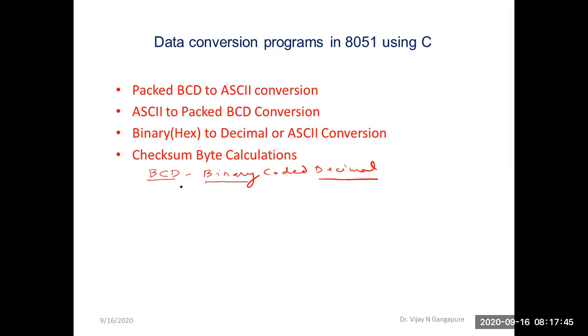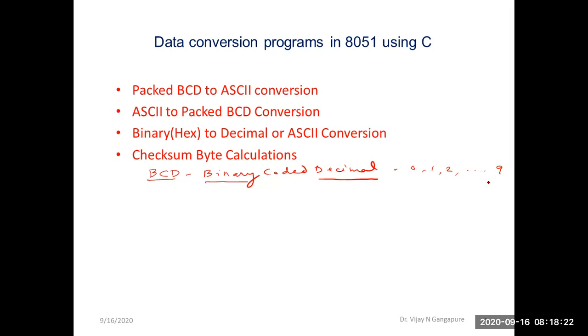That is the meaning. It is a decimal number, and the unique decimal digits possible are 0, 1, 2, and up to 9. These are the unique symbols available in the decimal number system. In binary coded decimal, these decimal numbers are coded in binary. How many bits are required to represent these numbers? 9 is the highest number, so to represent 9 we require 4 bits.